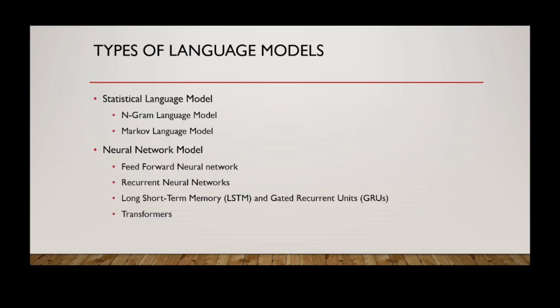Shifting our gears to the topic: types of language model. There are two major types of language model, statistical language model and neural network model. In statistical language model, we are going to learn about two models, N-gram language model and Markov language model. In neural network language model, we are going to learn about four language models: feed-forward language model, recurrent neural network, long short-term memory and gated recurrent units, and transformers.